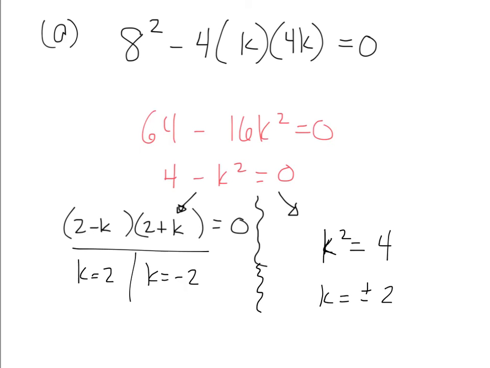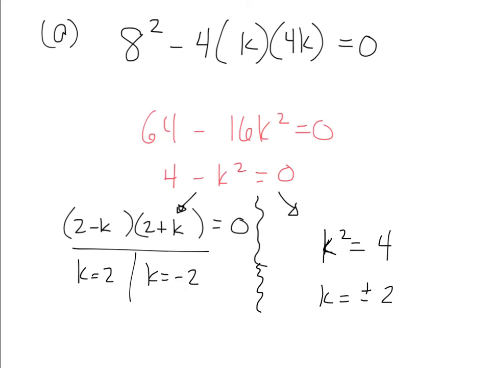So if k was 2 or if k were negative 2. Can't be both, right? You can't make one of them 2 and one of them negative 2. Either both of those k values in that equation were 2 or both of them were negative 2. That would yield a repeated root.